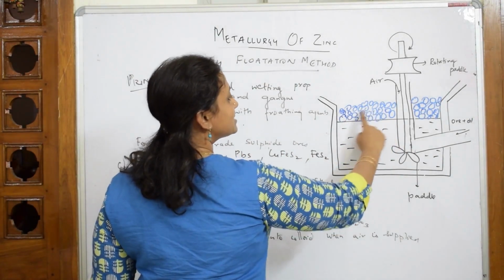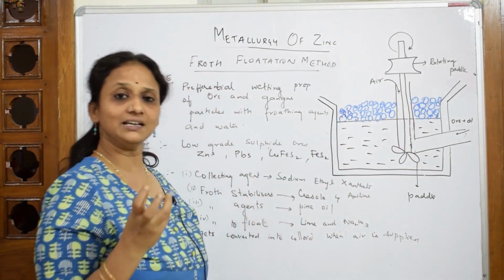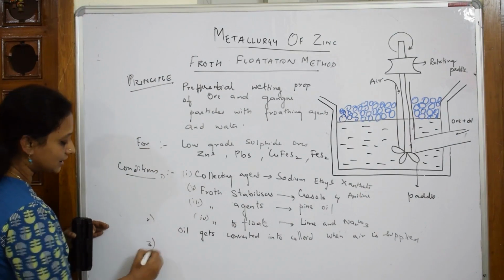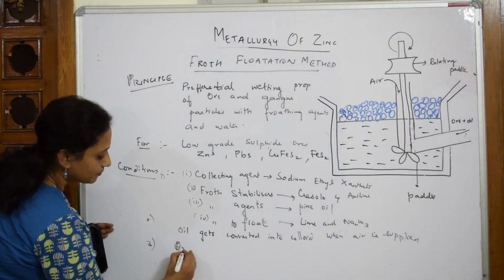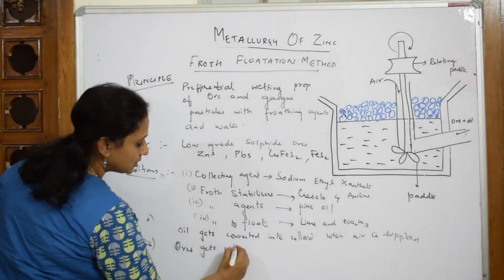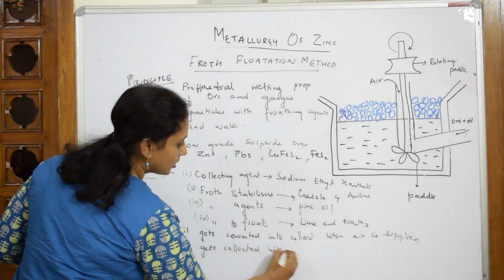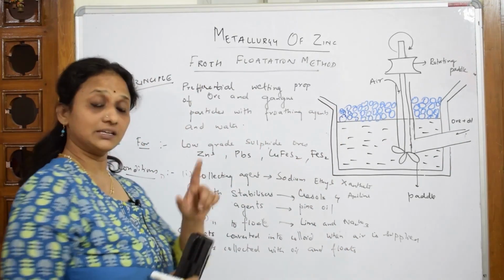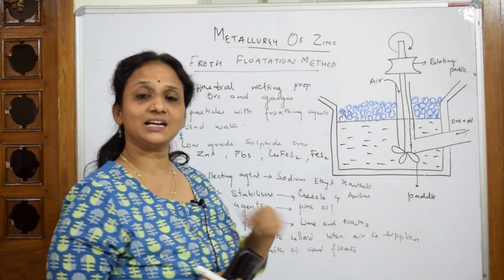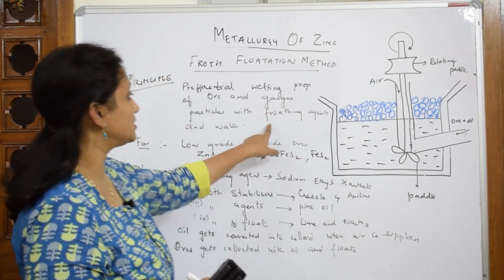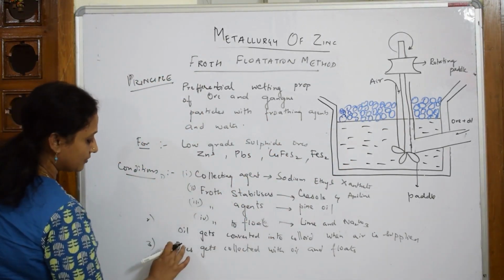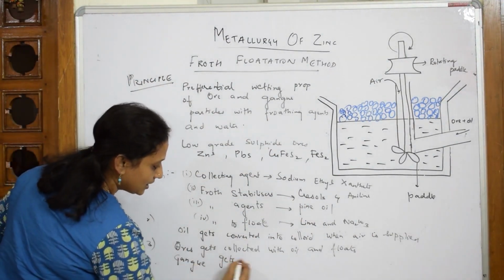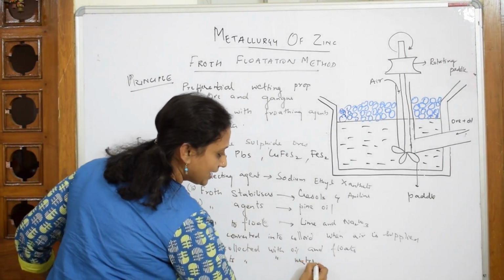You have all these bubbles, isn't it? These bubbles contain the ore, whatever sulfide ore we've added. So in the third condition, the ore gets collected with oil, and it floats. Now what happened to the gangue? Where is the gangue now? The gangue, the impurities, get wetted, or mixed up with water. That is your concept, isn't it? So ore gets collected with oil and floats, and your gangue gets collected with water and sinks.